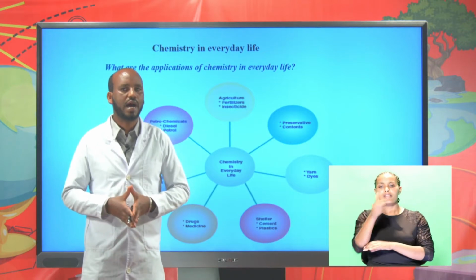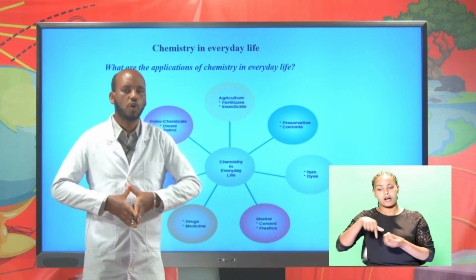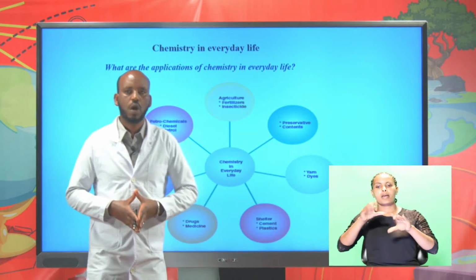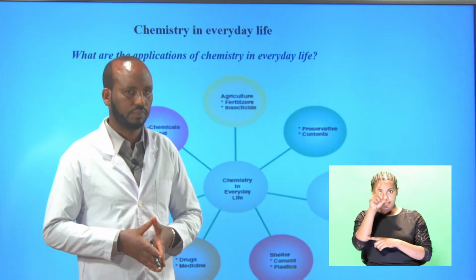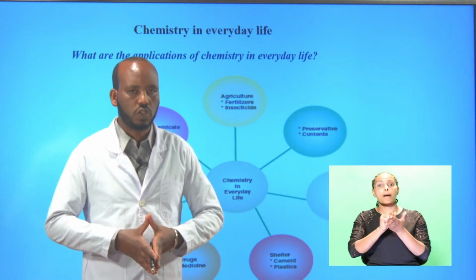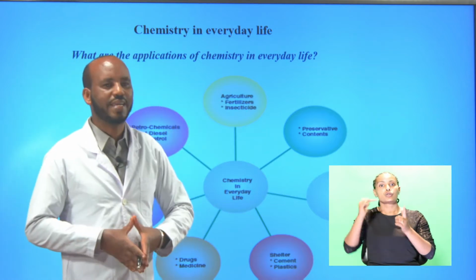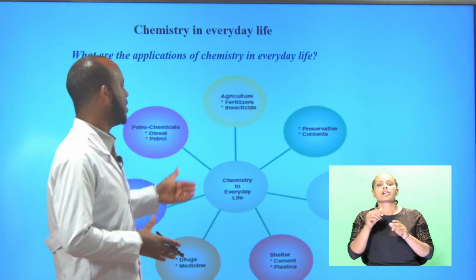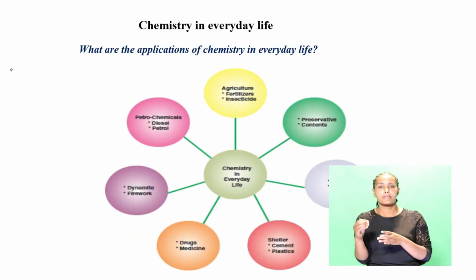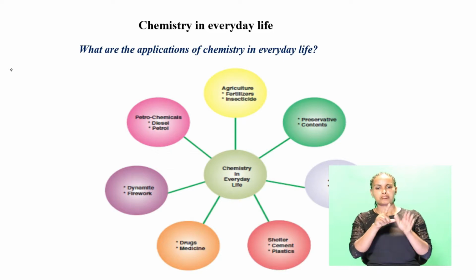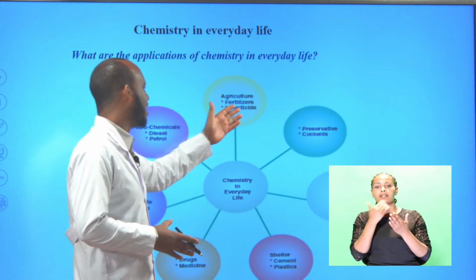Chemistry in everyday life. Almost all things around us involve chemistry. Now, what are the applications of chemistry in everyday life? These are some applications of chemistry. Chemistry is an aid to agriculture. Chemistry has been successful in the production of fertilizers and pesticides, which includes biocides, insecticides, herbicides, fungicides, and so on.